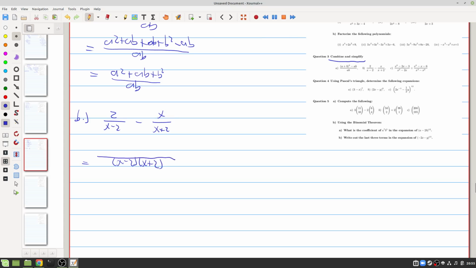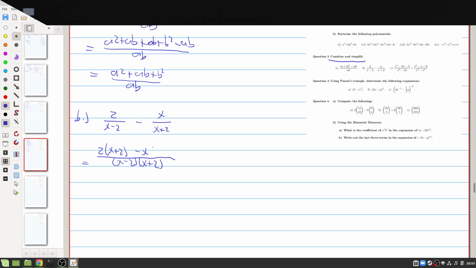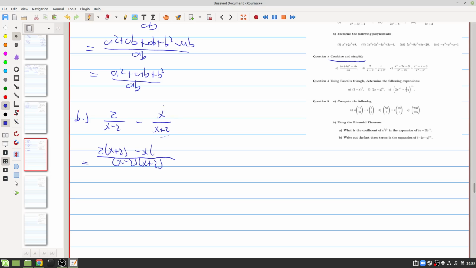That's our denominator. Here we had a 2. So this fraction only has the x minus 2 part at the bottom, so it still needs the x plus 2 part. Then here we've got an x at the top. This fraction only has the x plus 2 part, so it still needs the x minus 2 part.